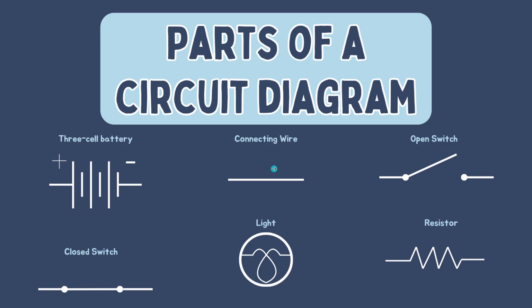This is a connecting wire and it pretty much connects every single component together. This is an open switch, meaning that it's breaking the flow of electrons. That means most likely it's turning off the circuit. This is a closed switch, and this allows electrons to flow. This just shows that there is a switch present in this part of the circuit.